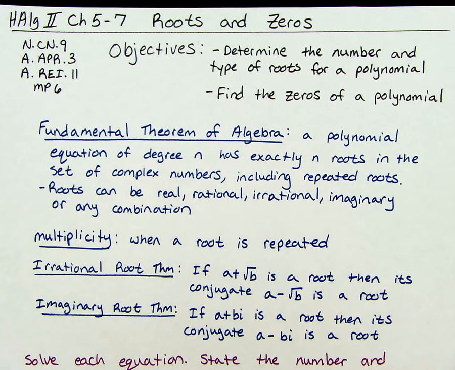So to start with, we have the fundamental theorem of algebra. This says a polynomial equation of degree n has exactly n roots in the set of complex numbers, including repeated roots. Roots can be real, rational, irrational, imaginary, or any combination. So essentially what this theorem tells us is that when we are solving polynomial equations, we're going to have the same number of answers as the highest power.